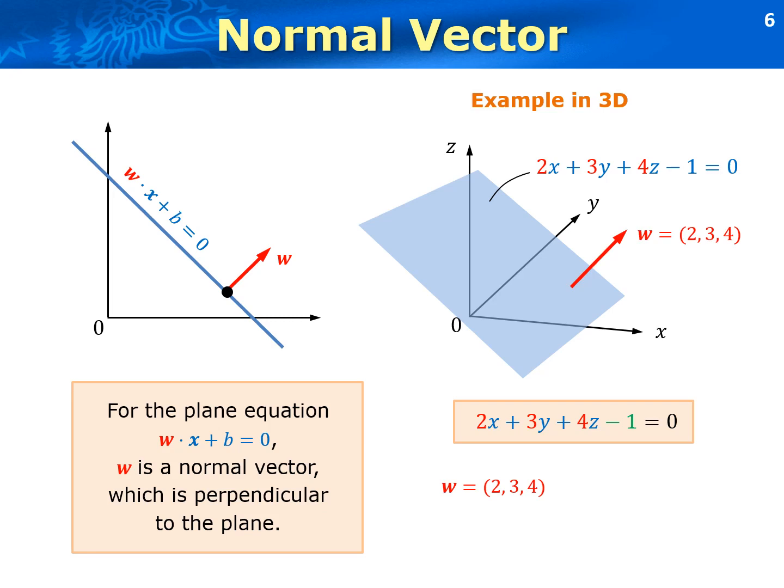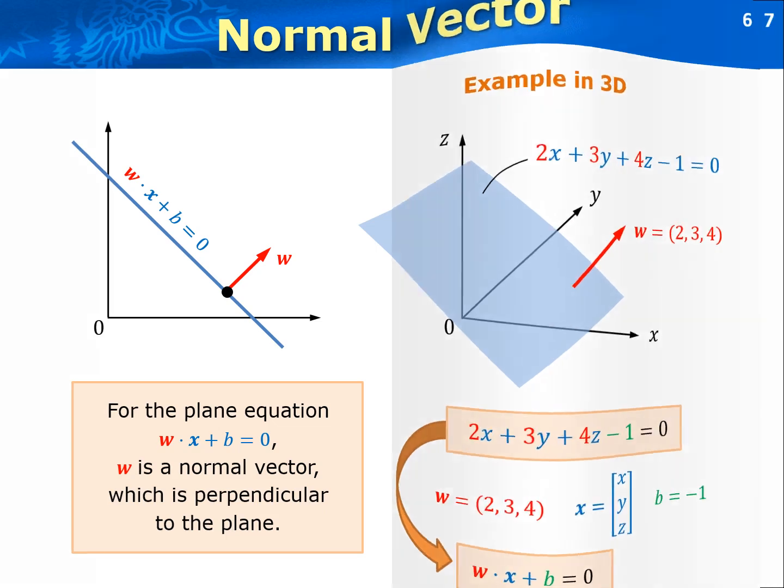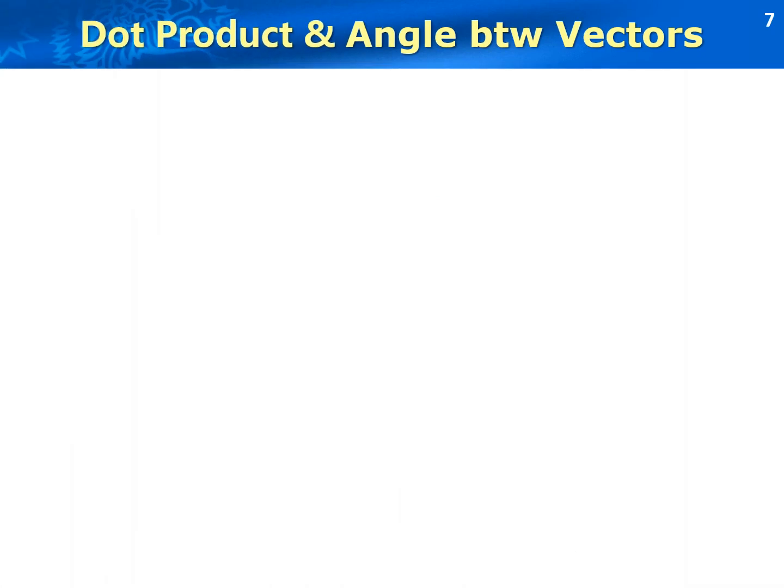If we set vector x to x, y, z and b to minus 1, then the plane also takes the form wx plus b equals 0. Next, let's revisit the relationship between the dot product and the angle of two vectors. Given two vectors a and b, if the angle of AB is 90 degrees, then their dot product is 0.